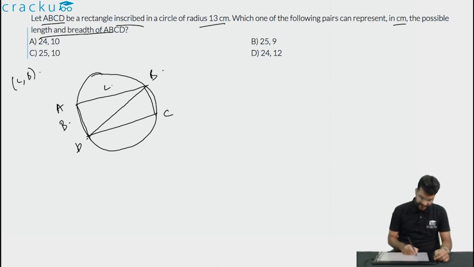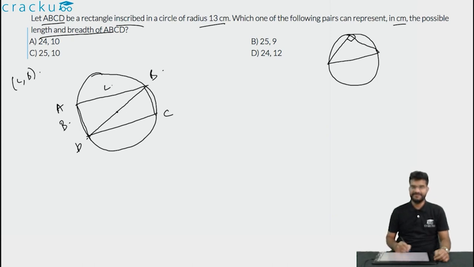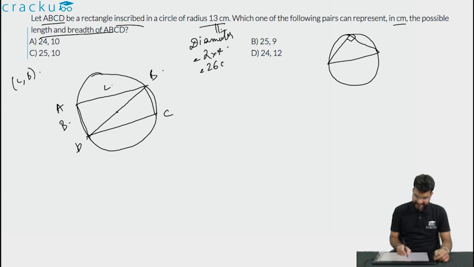Why will this be the diameter? Because if you draw a circle and you have a diameter, if you connect any point on the circumference to the two ends of the diameter, this angle will be 90 degrees, because the diameter subtends 90 degrees at the circumference. So when you connect the diagonal, it will be the diameter of the circle. Now you know that the length of the diameter is 26 centimeters. So diameter is equal to 2 into radius, which is equal to 26 centimeters.